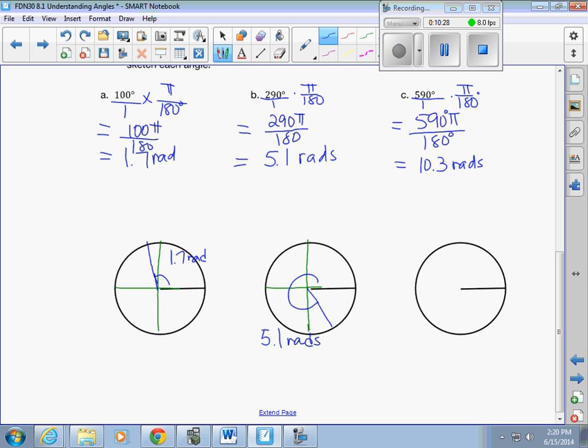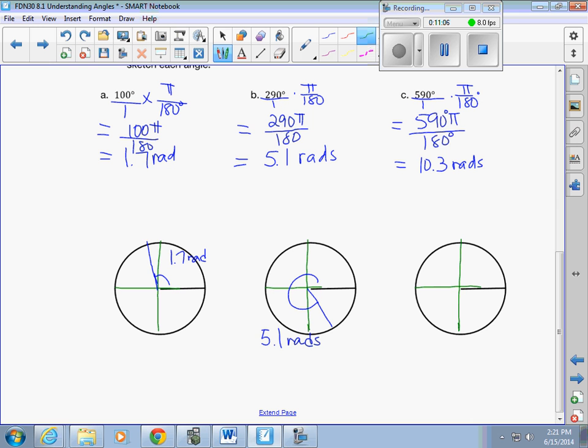So if I draw that, I know 2 pi rads is equal to 6.28 radians. So I know I'm going more than once around the circle. I have to go one plus a little bit more than half.